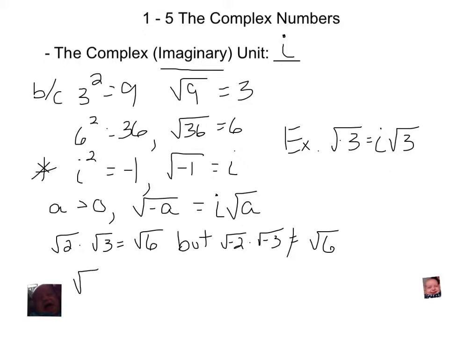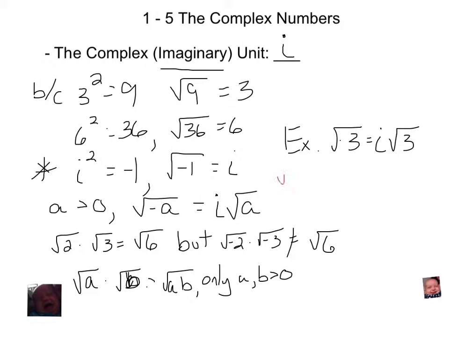So, as a rule, the square root of some number a times the square root of some number b is equal to the square root of their product, ab. But that's only if a and b are greater than 0, if they're positive numbers. Alright, you with me? Now, what you could do on that last example where it was not equal to the square root of +6, let me go back to it.